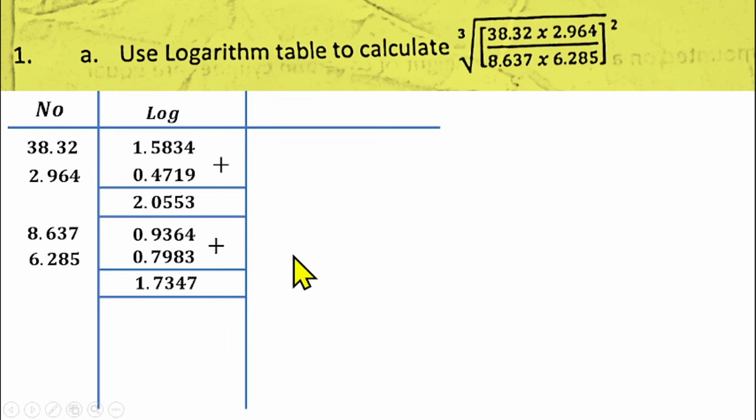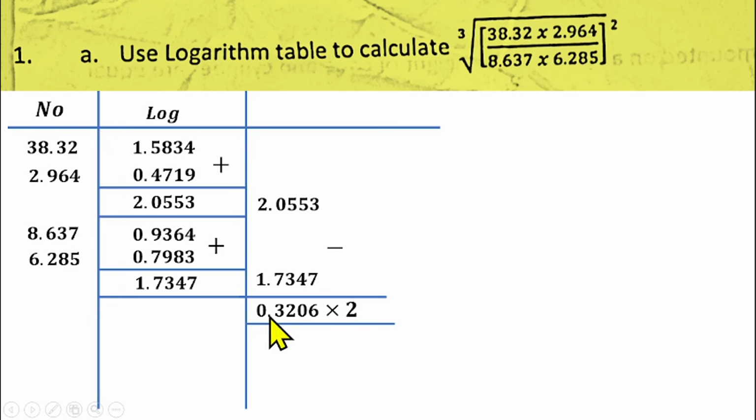So how do we do that here? You can bring the answer of this one here and bring this one also here. Then you now subtract. If you press your calculator, it's going to give you 2.0553 minus 1.7347 is 0.3206. So that is the logarithm value for the numerator minus the denominator. Then you have a square here. That means whatever you get there, you multiply by 2. If you multiply by 2, you have 0.6412.